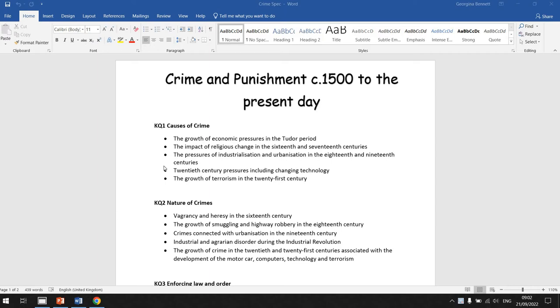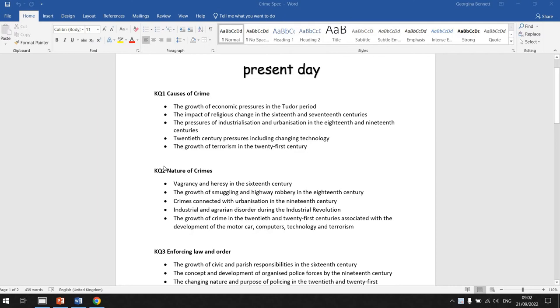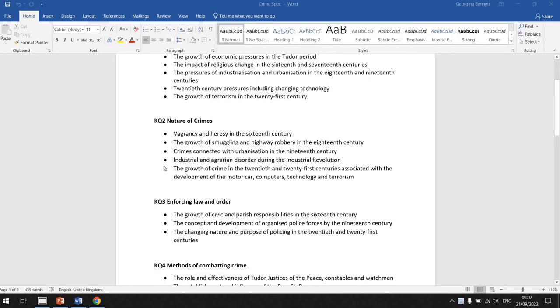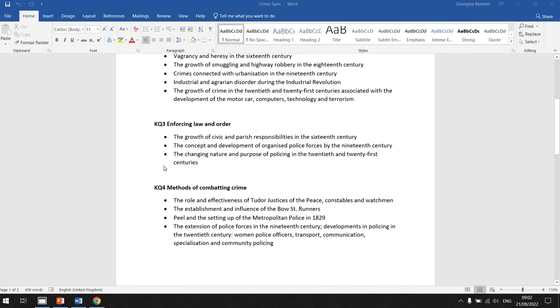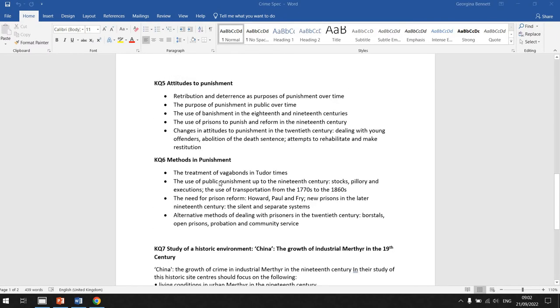So the first key question is causes of crime, looking at the causes of crime over time from Tudor period to today. The nature of crime, so what were they, is key question 2. How law and order was enforced is key question 3, so looking at the growth of the police. Methods of combating crime, what types of method did we use to actually combat crime and stop criminals? Key question 5 then is attitudes to punishment. So we start looking at how people felt about punishment and what they felt should happen if someone committed a crime and how that attitude has changed over time.